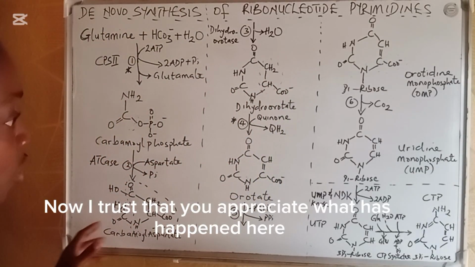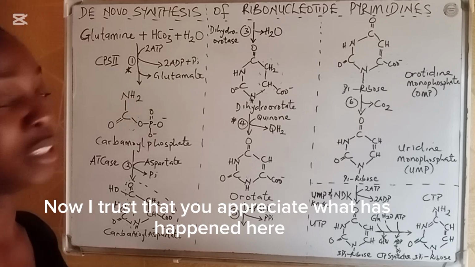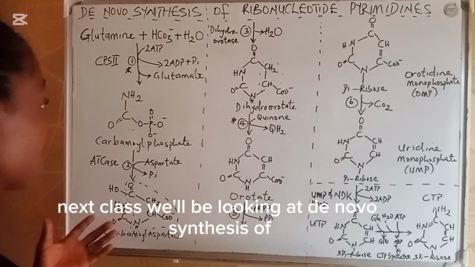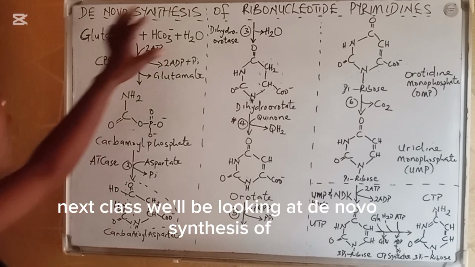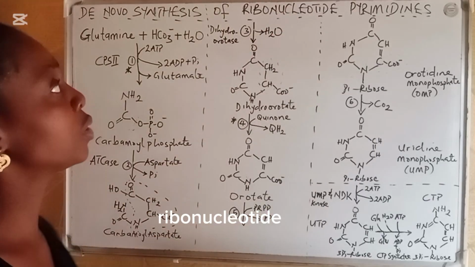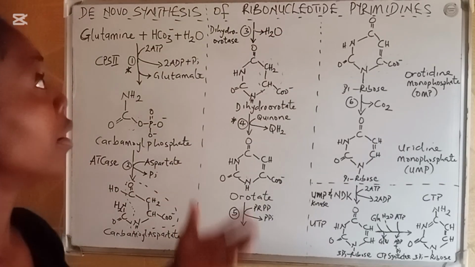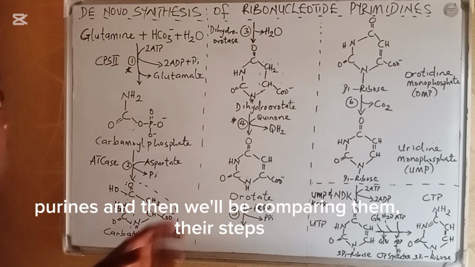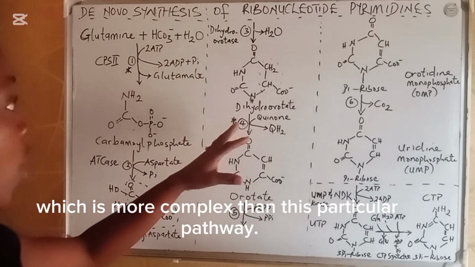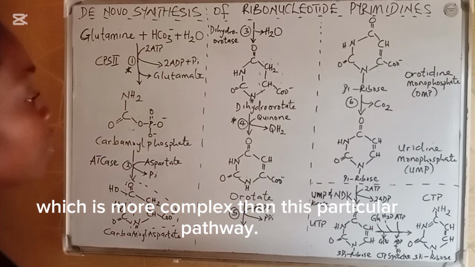Now, I trust that you appreciate what has happened here today. In the next class, we'll be looking at the de novo synthesis of ribonucleotide purines, and then we'll be comparing that pathway, which is more complex, to this particular one.